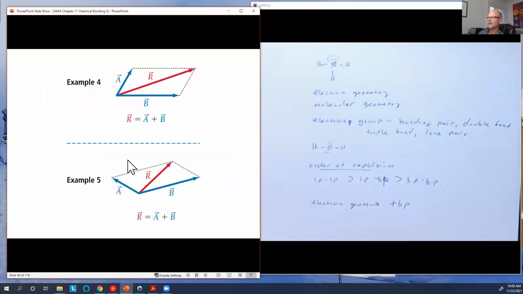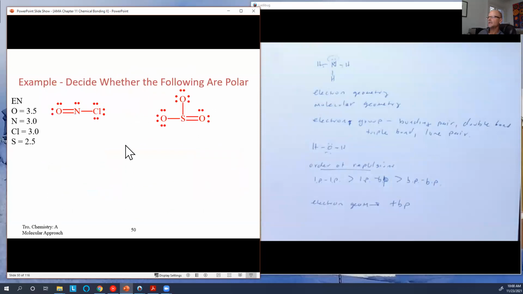So let's do a couple of examples. Let's decide whether each of the following are polar. Here we have this molecule. We look at the Lewis structure and we can determine the molecular geometry. It has 1, 2, 3 electron groups, so we know that the molecule is going to be bent. The shape of the molecule is going to be something like that.